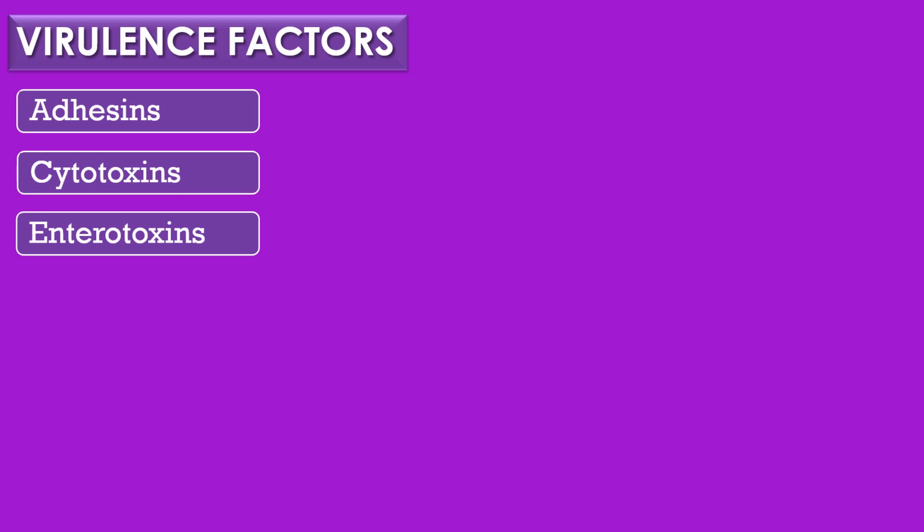Virulence factors of Campylobacter jejuni. The ability of the microorganisms to cause an infection is called virulence, and the factors responsible for causing an infection in human beings are called virulence factors. Here Campylobacter jejuni has 3 virulence factors. The first virulence factor is adhesins, the second virulence factor is cytotoxins, and the third virulence factor is enterotoxins.